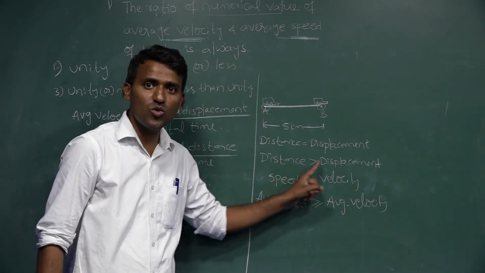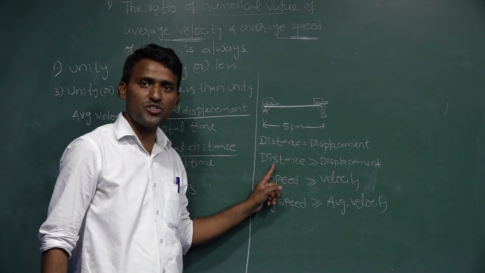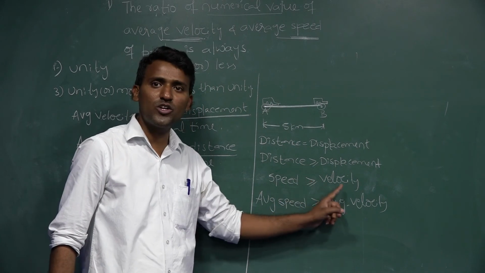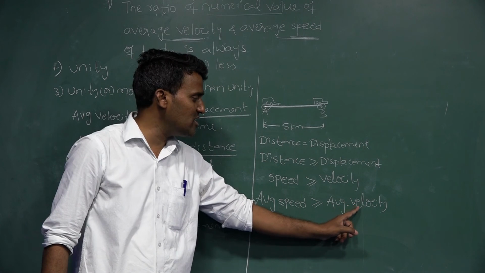Distance is greater than or equal to displacement. Distance is nothing but speed, and speed is directly proportional to distance. So that's why speed is greater than or equal to velocity, and you can write average speed is greater than or equal to average velocity.